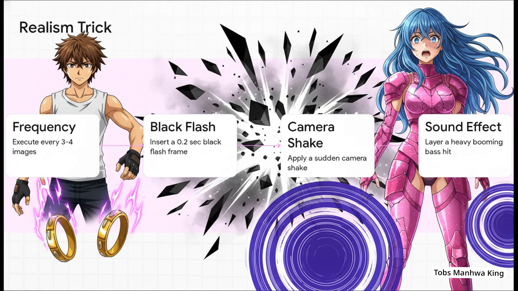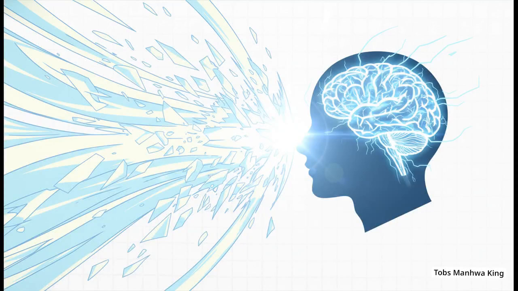Insert a quick 0.2-second black flash frame, apply a sudden camera shake, and layer a heavy bass hit sound effect right on top. The psychology behind this micro-editing technique is absolutely wild. It completely tricks the viewer's brain. That fraction of a second of black screen, combined with the bass and the shake, creates the illusion of a massive physical impact. The brain literally registers it as real cinematic action, and viewer drop-off completely vanishes.